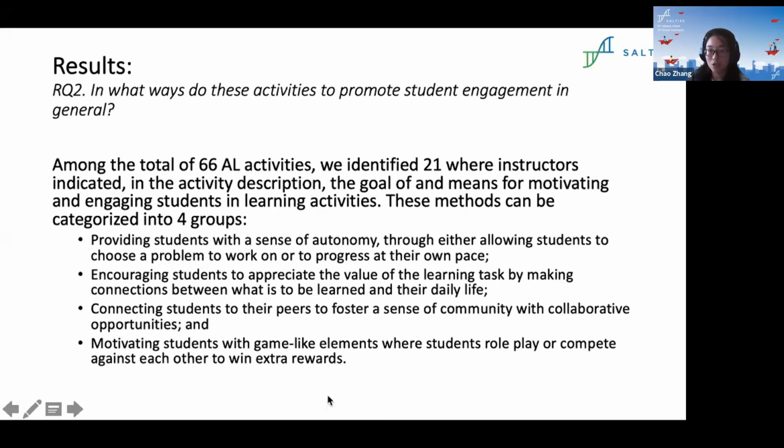And the third one is to connect students with their peers to foster a collaborative or community sense, to have them more engaged socially. And the last one is to build in game-like elements in the classroom, in the activities, so that a sense of excitement or competition is aroused, to engage students more extensively.